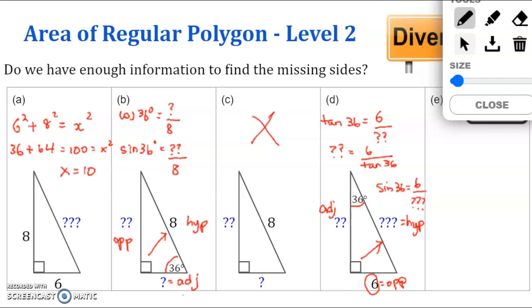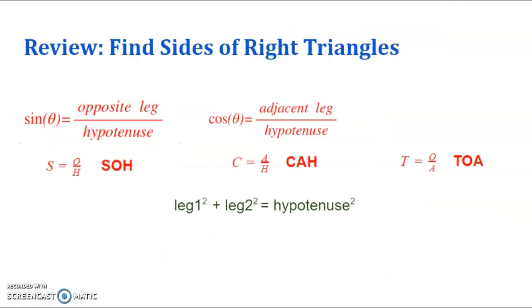All right, then what about the last one? Okay, do we have enough information? Yes, we have the angle and the leg, so we're going to use a trig function again to find the length. With that, remember to find the sides of a right triangle.